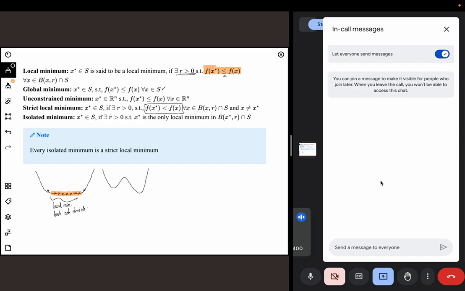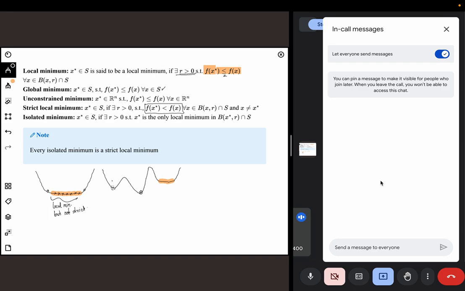Something like this. If you consider this particular point, around the neighborhood of that point, I can find a ball of radius r such that all the neighboring points will have a value greater than or equal to this one. So this is a local minima. Similarly, if I consider a point here, that is also a local minima. Let's say you have something like this. All the points that I consider on this domain will have more or less the same value of the objective function. So all of them are local minima.